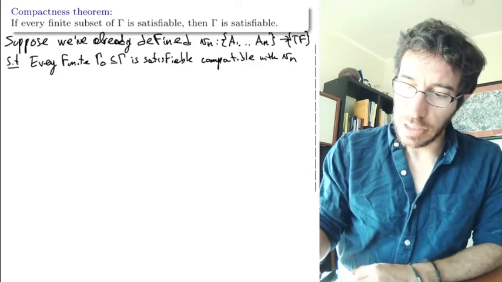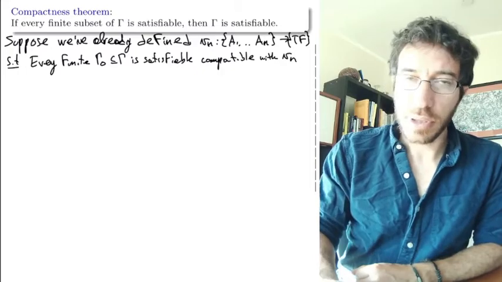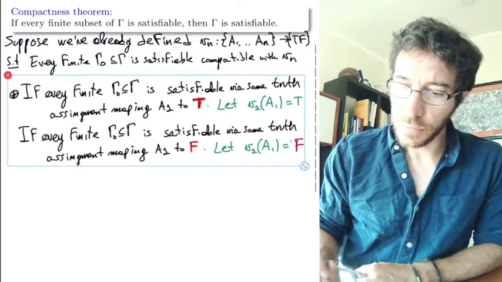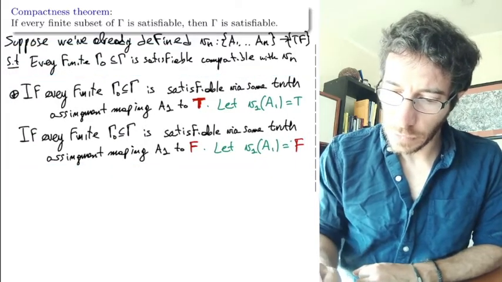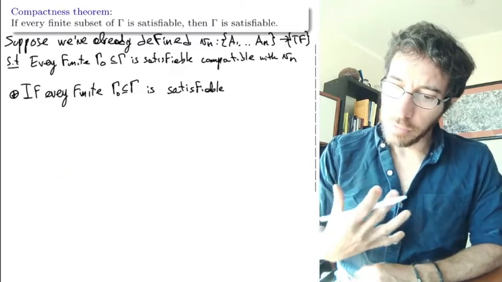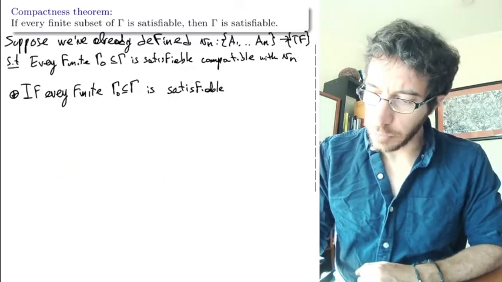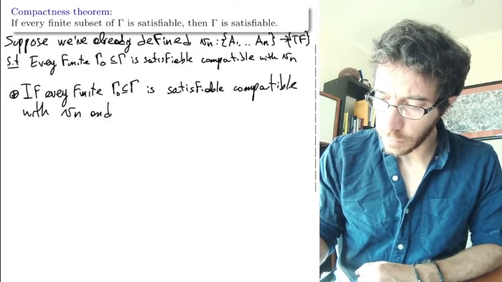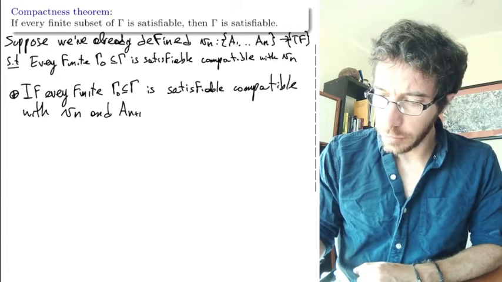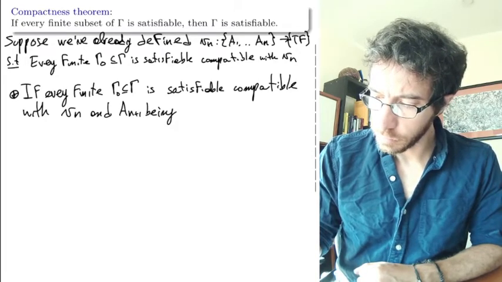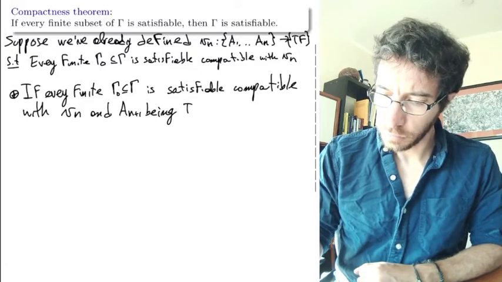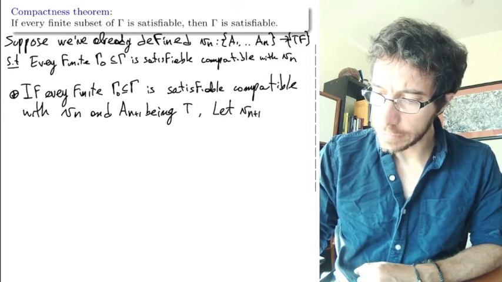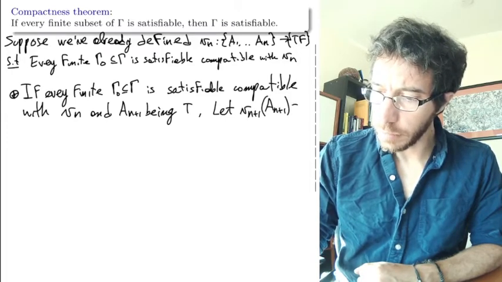Okay, so now how are we going to do it? Well, it's very similar to what we did with V1, except that we have to be just a little bit more careful. So let's see what we did for V1 and change it a little bit. If every finite gamma 0 included in gamma is satisfiable, compatible with Vn and An plus 1 being true, we let Vn plus 1 at An plus 1 be true.